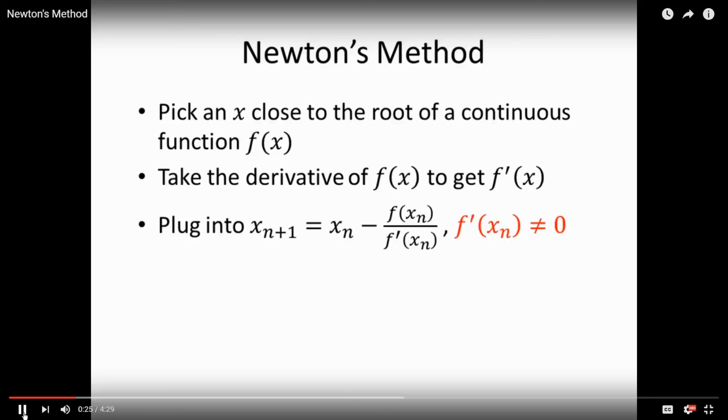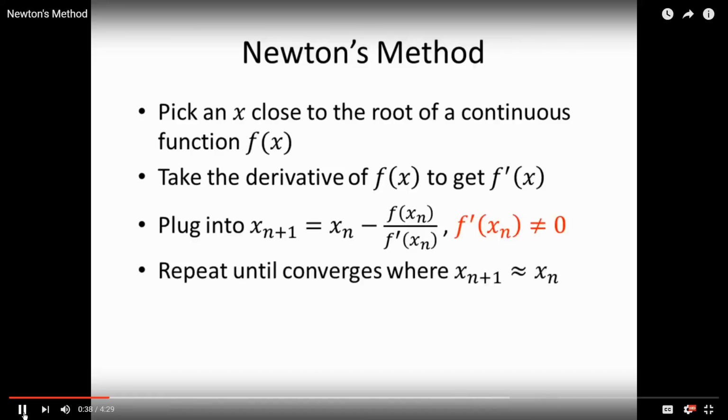xn plus 1 is equal to xn minus the function at xn divided by f prime of xn. And please make sure that f prime of xn is not 0, so you don't get a divide by 0 error. Afterwards, you're going to repeat until it converges, where xn is about the same as xn plus 1.